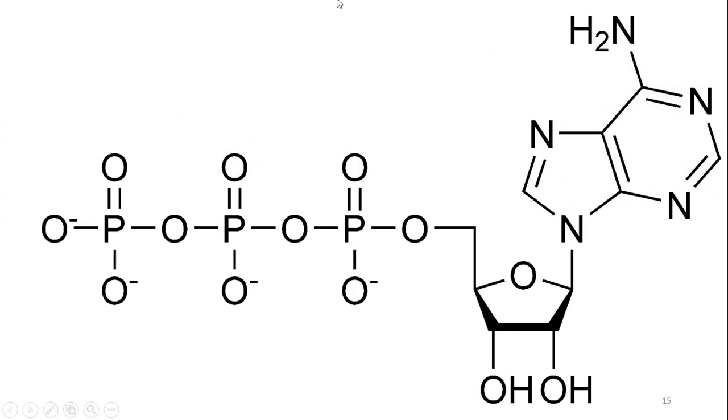For example, this is adenosine triphosphate. This structure is adenosine 1, 2, 3. There are 3 phosphates, so triphosphate. Removing one phosphate, then another, releases energy, and this energy can be used for different purposes.